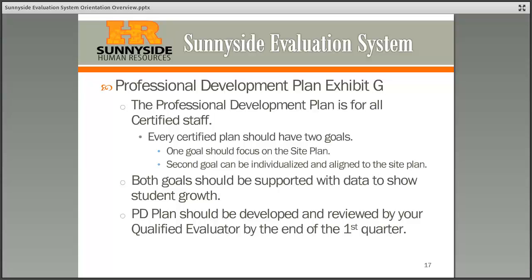The Professional Development Plan, which is Exhibit G, is for all certified staff. Every certified plan should have two goals. One goal should focus on the site SIP plan, and the second goal can be individualized. Both goals should be supported with data to show student growth. Teachers should have professional development plans developed and reviewed by their qualified evaluator by the end of the first quarter. The Exhibit G form is in True North logic.